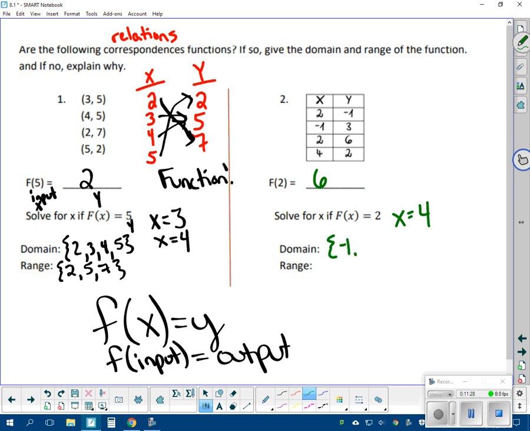Domain, just list your numbers. Keeping in mind, numerical order is nice. And if something's in there twice, you don't have to write it twice because you wrote it once, it's there. And then range -1, 2, 3, and 6. Hopefully you did pretty good on that one.